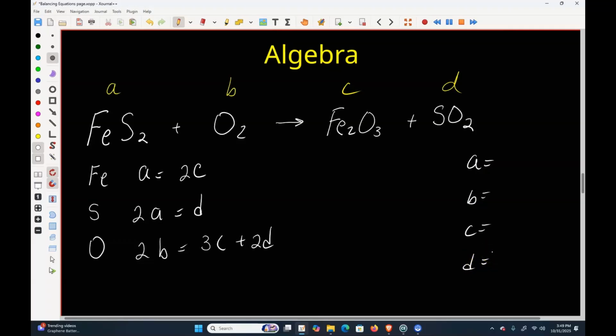Okay, so which one is the smallest? It looks like C is smaller than A, and A is smaller than D. I'm going to let C equal 1. So A equals 2 times 1, so A equals 2. 2 times 2 equals D, so D equals 4.